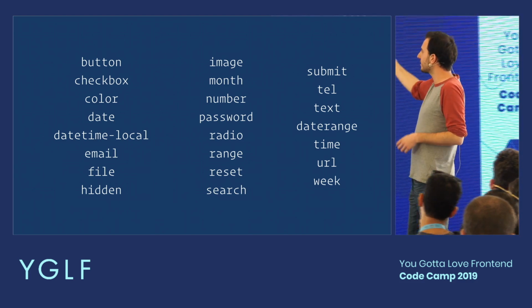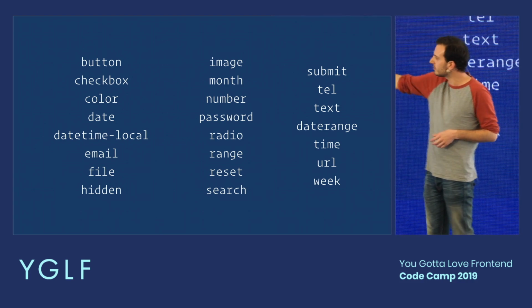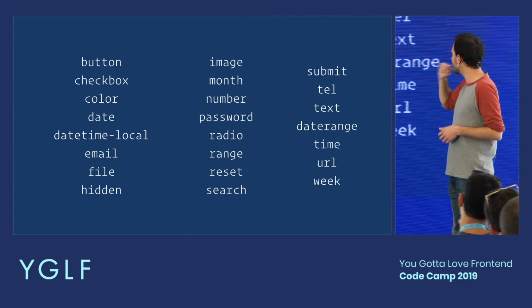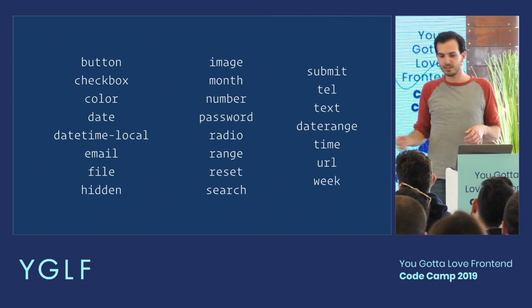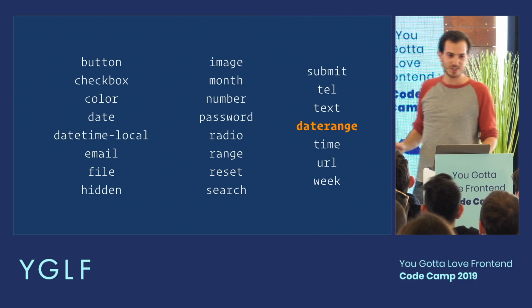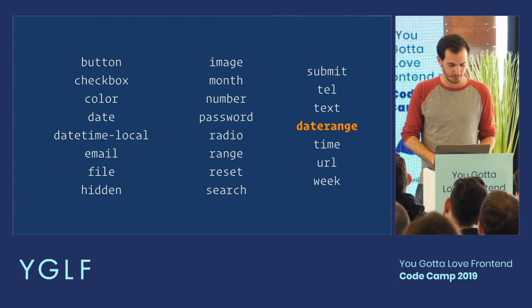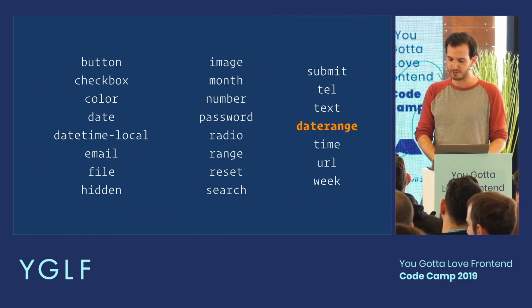I don't know, do you know what the month input looks like? Or color input is also pretty new, I think. Has anybody used date range input maybe? No? Okay, great. Because actually I made that up, date range does not exist. But it would be wonderful if it existed. I would really like to have that one as a default thing.